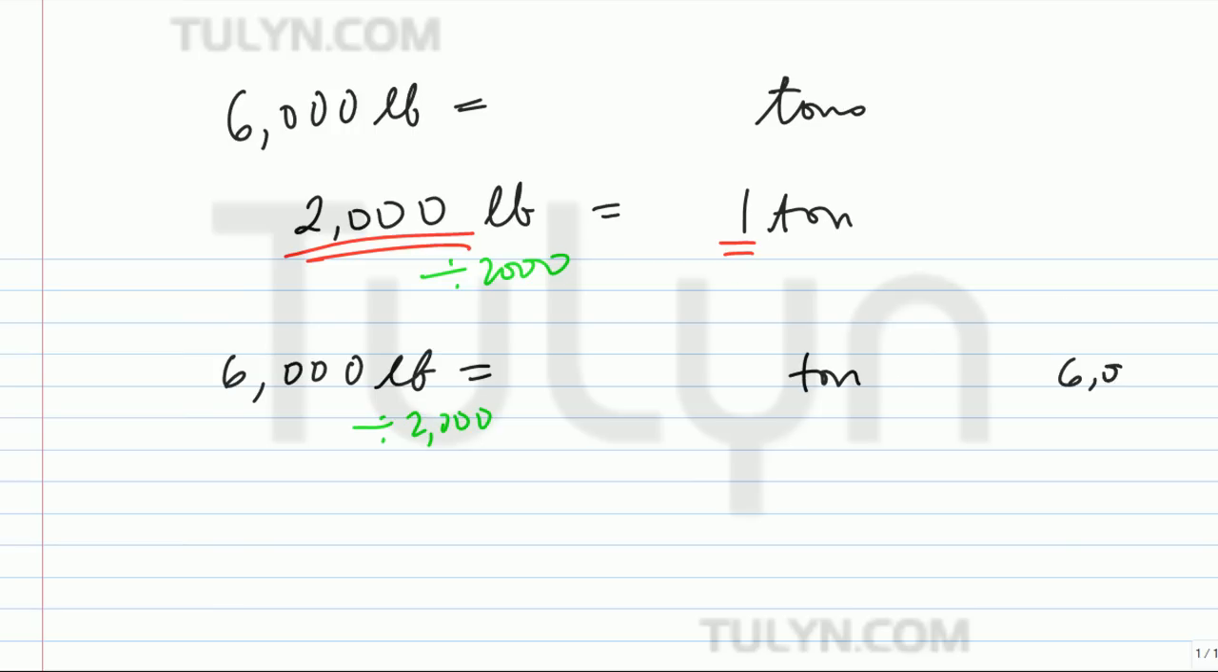So what is 6,000 divided by 2,000? 2,000 goes into 6,000 three times, right? So it's going to be 3 tons.